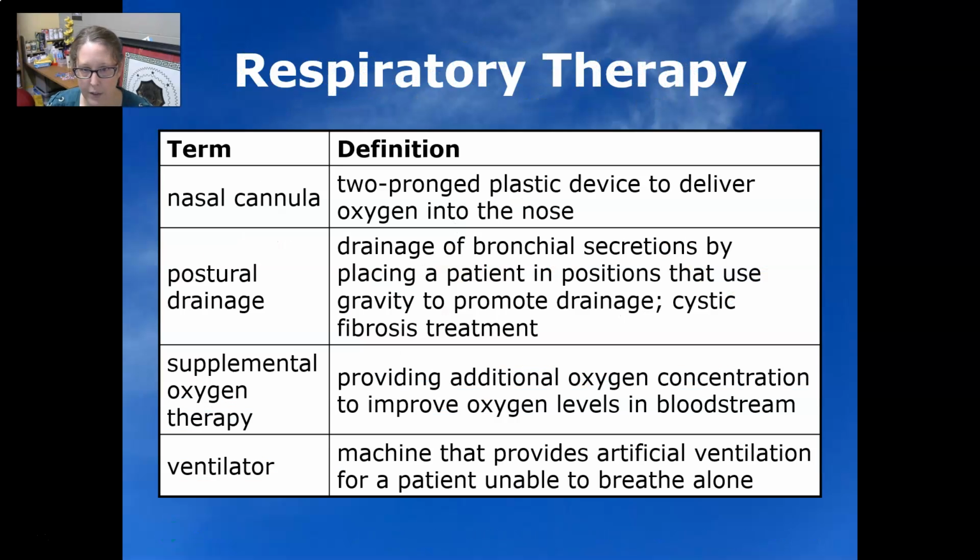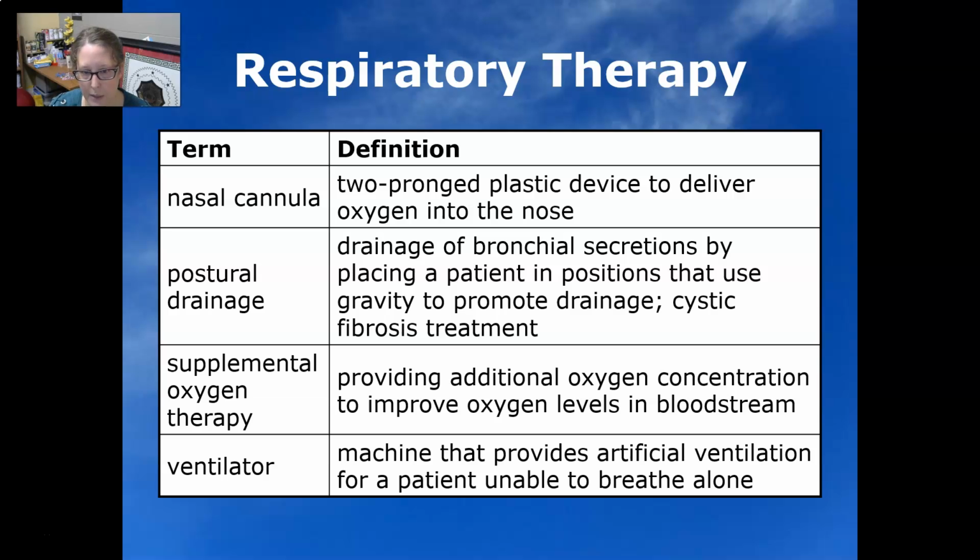A nasal cannula is a two-pronged plastic device to deliver oxygen into the nose. It's usually on a tubing here, and it just goes right here to the nose. Postural drainage is the drainage of bronchial secretions by placing a patient in a position that uses gravity to promote drainage. It is a cystic fibrosis treatment.